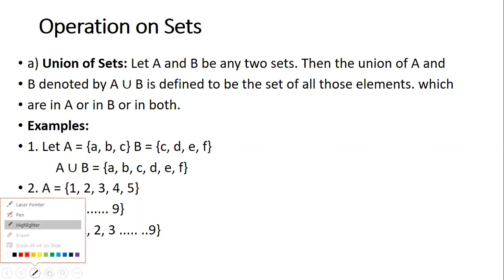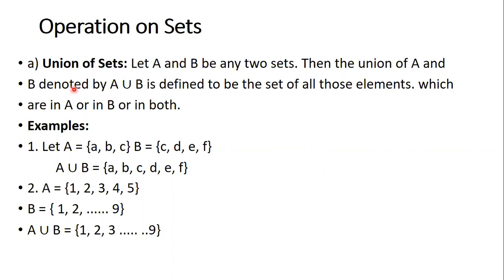Union of sets is nothing but when you have two sets A and B, and you write down all the elements from A and B into one set. That is called the union of sets. For example, set A is A, B, C and set B is C, D, E, F. You add all the elements of A and all the elements of B. If you see here, you have A, B, C, and then C, D, E, F. Everything has been written down into one set. That is known as union of sets.